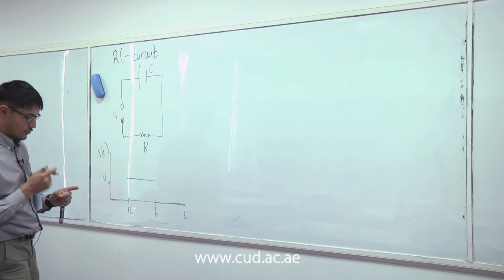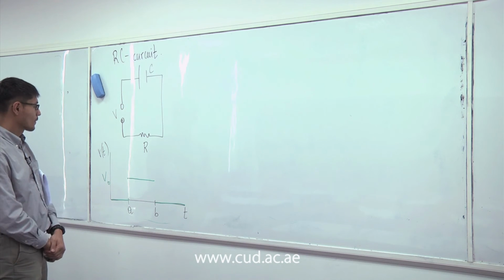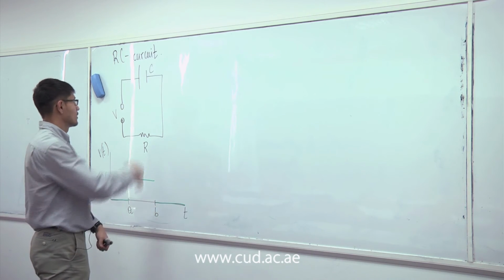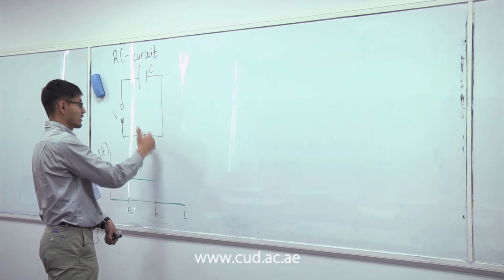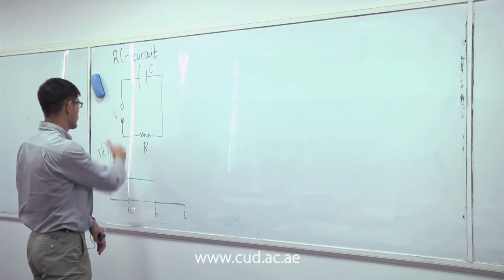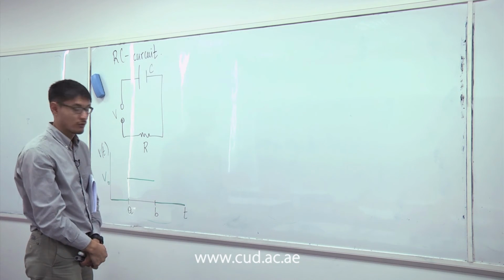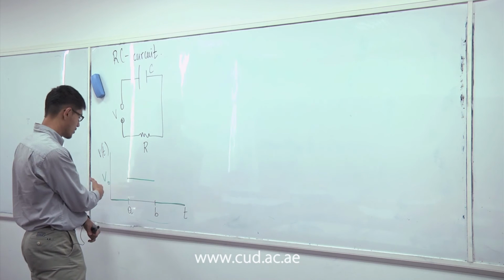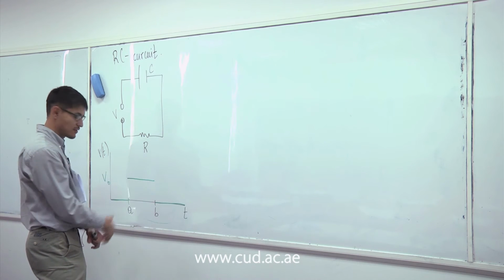All right, so imagine we have an RC circuit with a constant capacitance and a constant resistance. So C and R are some constants. And we have a voltage. Now the voltage is not constant. The voltage is given by this function.